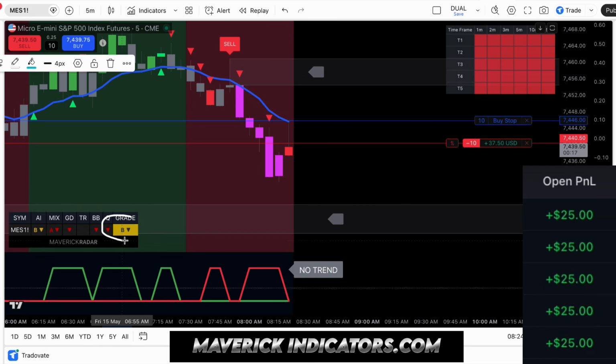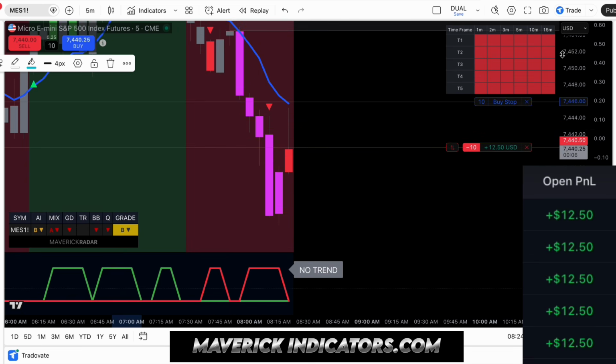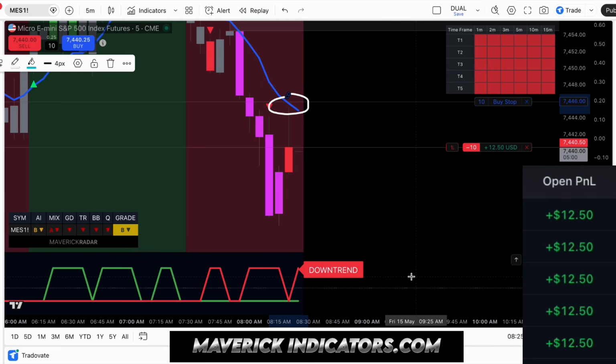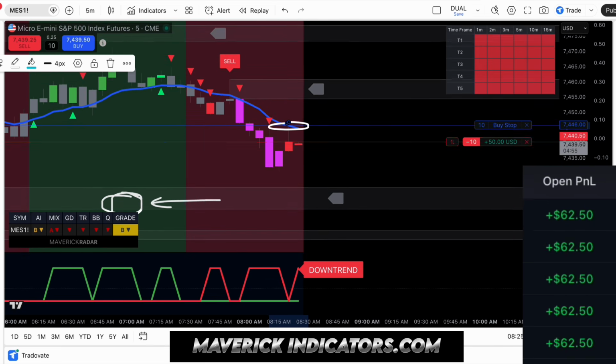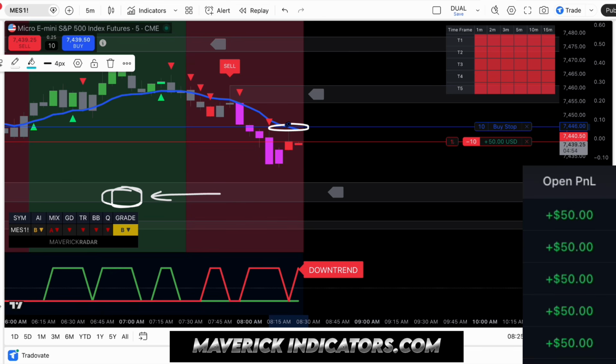A B setup. A B setup. The ultimate trading assistant is giving us a B setup to the downside. Okay, and look at this. We have rejected right off the Maverick guide, right off of that guy right there. We're trading across multiple accounts, 5 accounts.